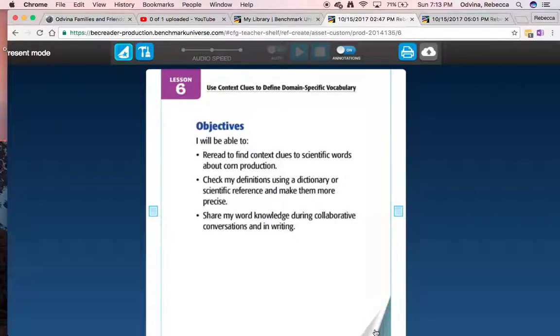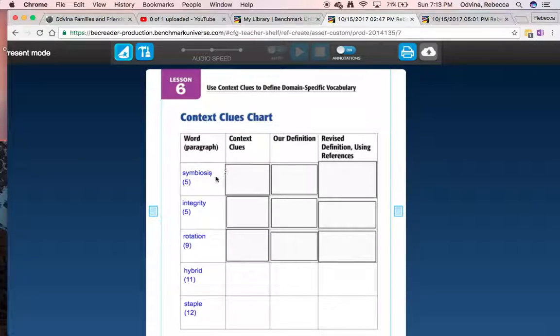First, let's look at the words we're going to be looking at: symbiosis, integrity, rotation, hybrid, staple. These are the words I'm going to be using with you today. We're going to be going over symbiosis, integrity, and rotation, both together and with you going ahead of me by pausing the video. Remember, the beauty of a video is that you can pause, stop, rewind, fast forward as you need to. This should not be a very long video.